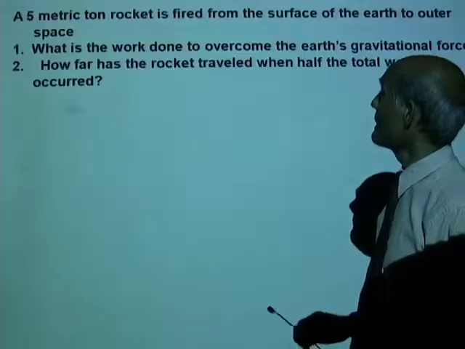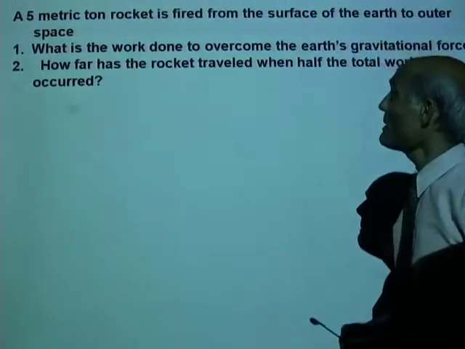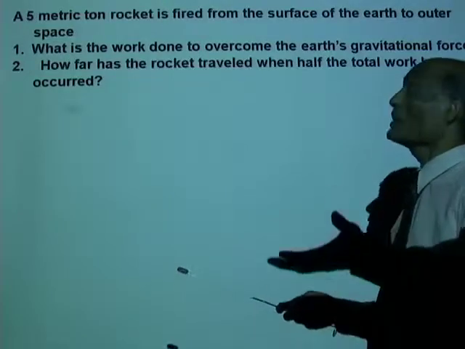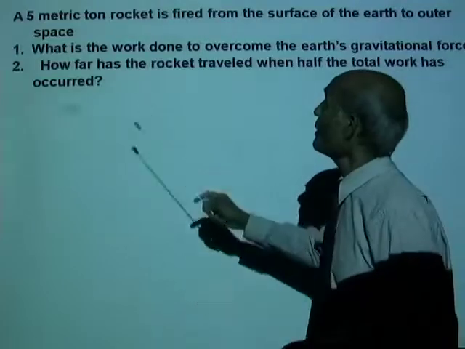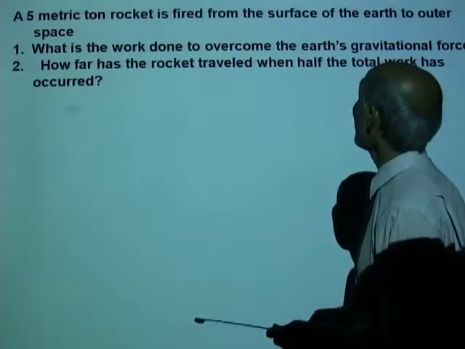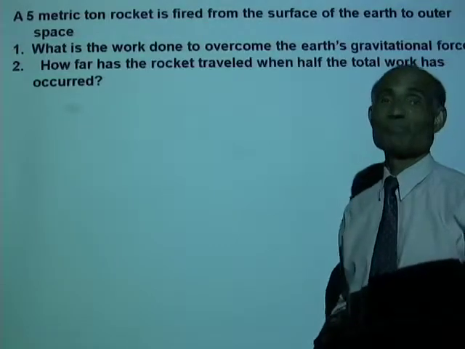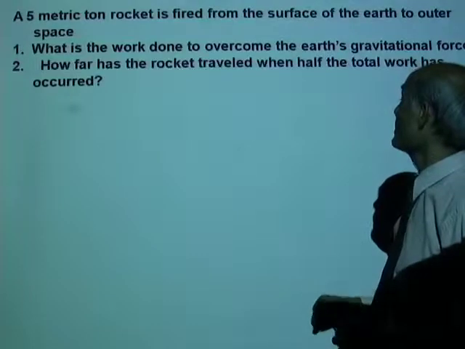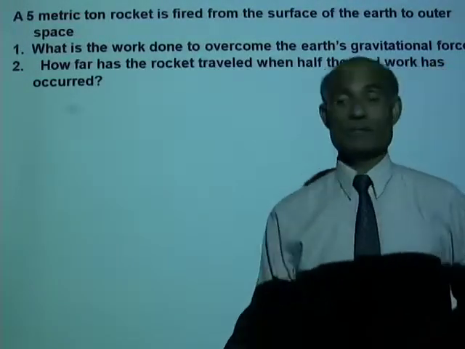Alright, let's do another one. A 5 metric ton rocket is fired from the surface of the Earth to outer space. What is the work done to overcome the Earth's gravitational force? Now, how far has the rocket traveled when half the total work has occurred?